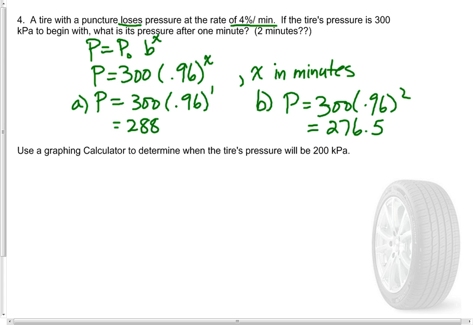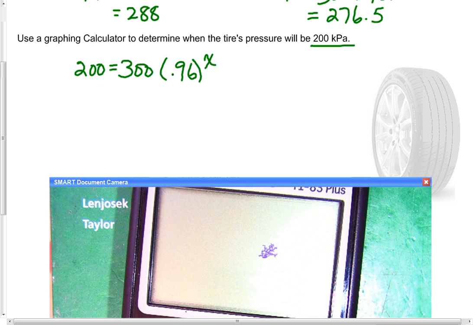Use a graphing calculator to determine when the tire's pressure will be 200. So I want to know when my equation is equal to 200. So I have 200 equal 300 times 0.96 to the x. I want to know the time. How long will it take? So I'm going to use a graphing calculator. You can do this in 2 ways.